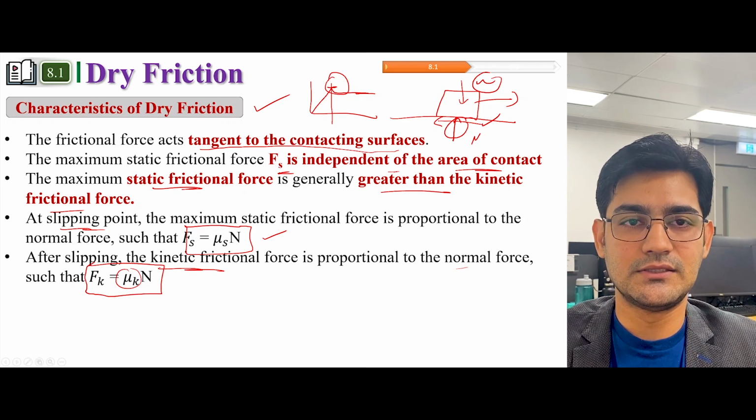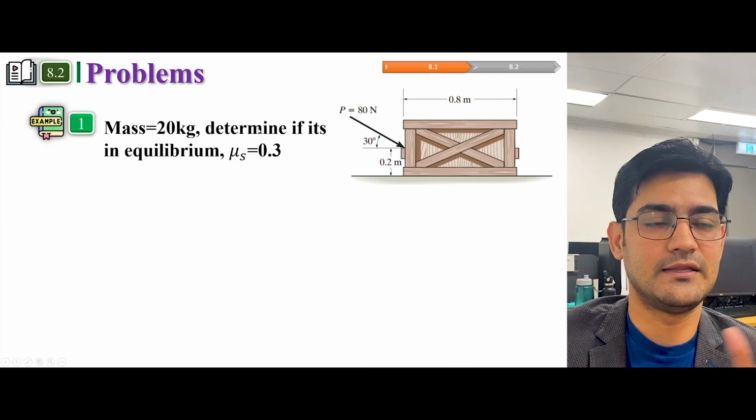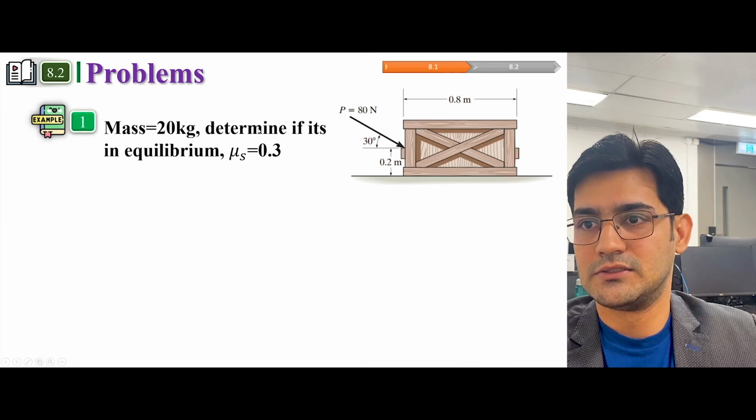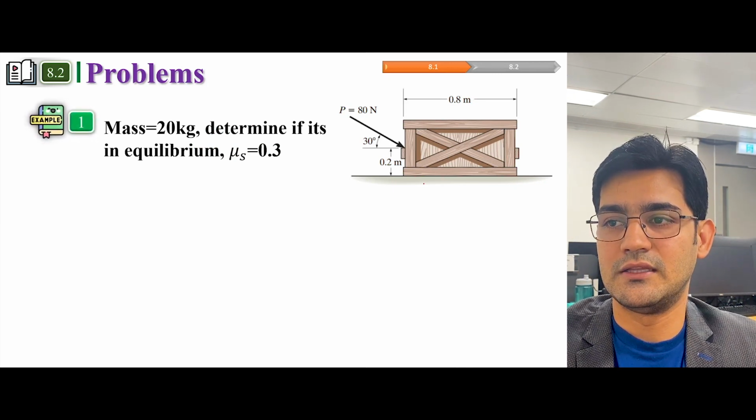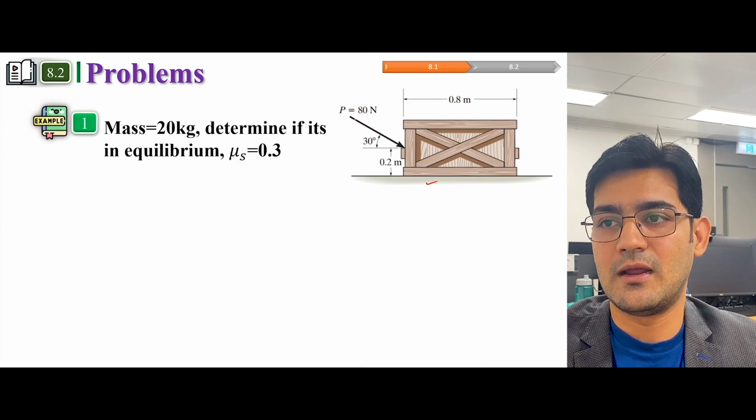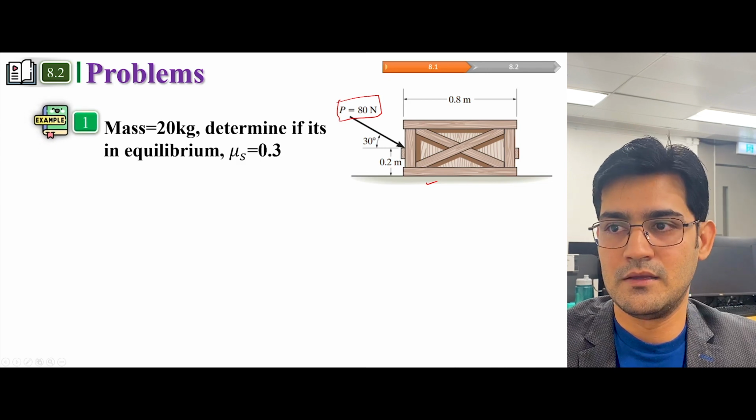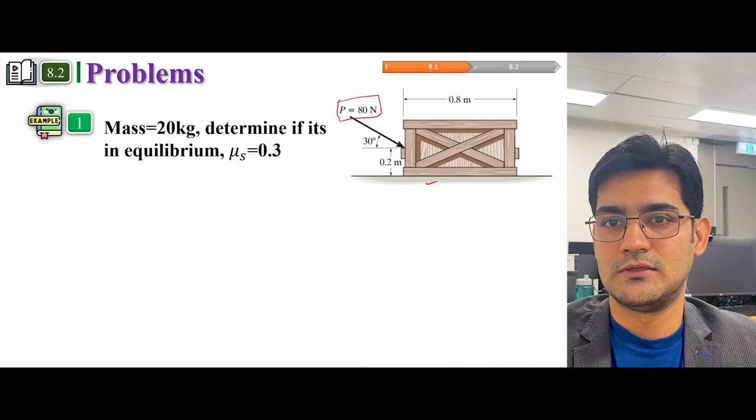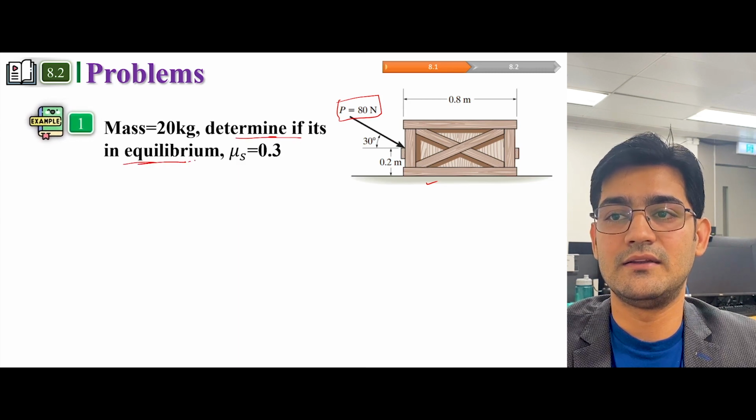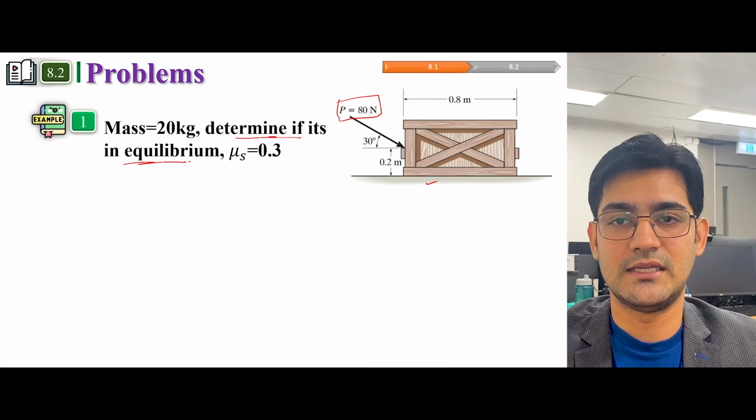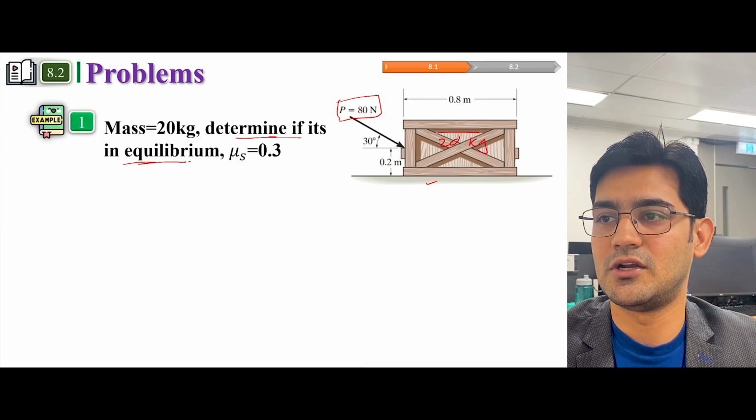Okay, now let us do one example, and with the help of the example, it will become more clear how this all works. So this is a crate, this is a rigid body, and this is also a rigid body, and we are applying a load of 80 Newton. And what we have to find is whether this system is in equilibrium, and the mass of this rigid body is 20 kg.